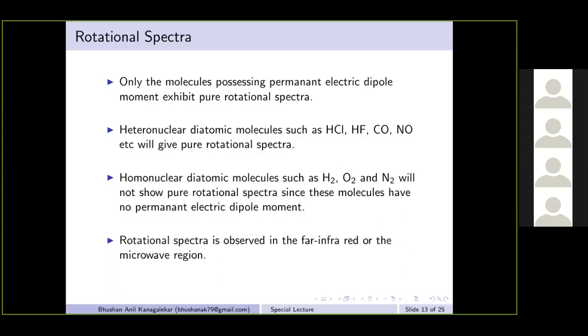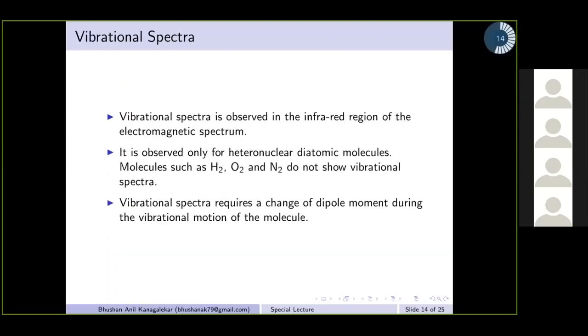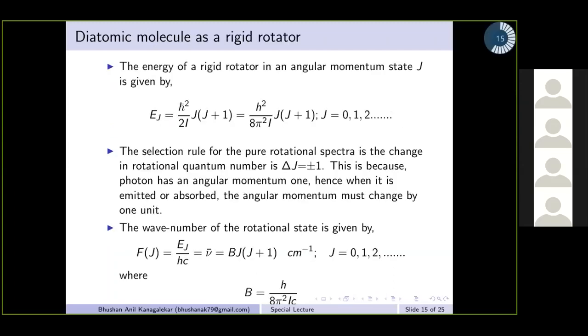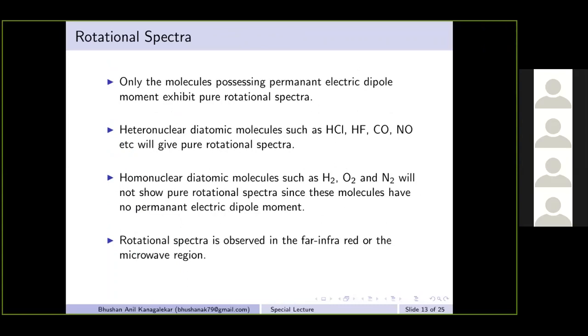H2 and N2, where there is no displacement of the electron towards a single atom, will not show rotational spectra. Similarly for linear molecules: if I have CO2, a linear molecule with C double bonded to O on one side and double bonded to O on the other side, it will not have a permanent electric dipole moment.